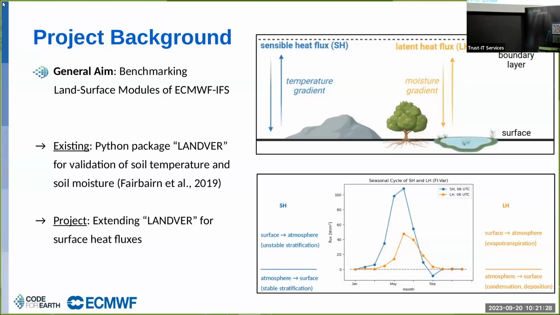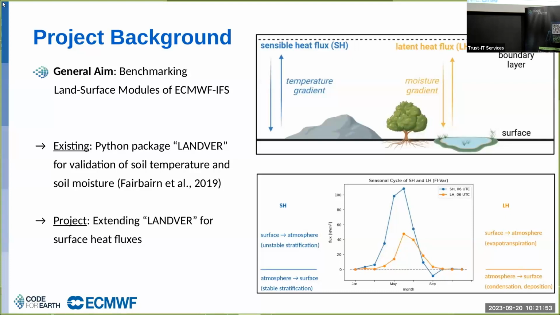That's the sensible heat flux, which is driven by temperature gradients between atmosphere and surface, and the latent heat flux, which is driven by moisture gradients between atmosphere and surface. And they depend on, for example, orography or vegetation and the moisture availability, also on incoming solar radiation, for example.